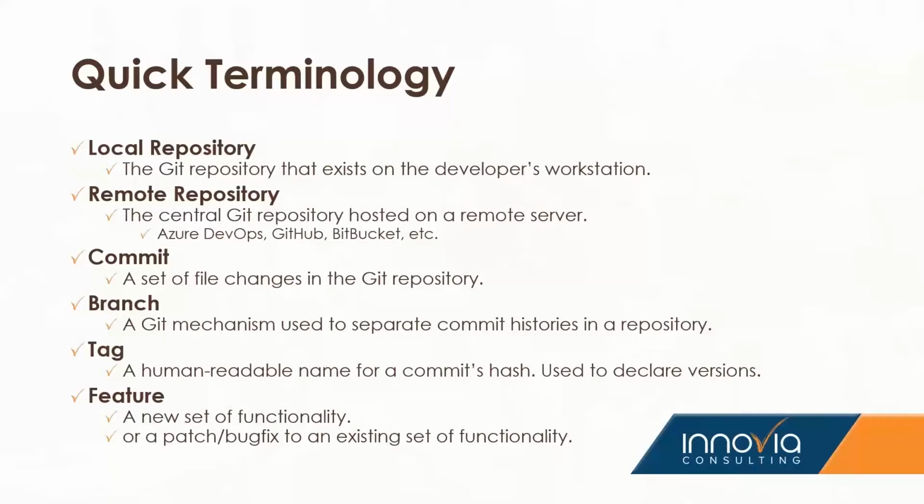And then we have tags. A tag is a way to create a human readable name for a commit hash. So when you do a commit in Git, usually it will every time create a commit hash for that commit, and that's a long string of random characters. And it's not human readable. We'll use this tag to declare our actual versions.